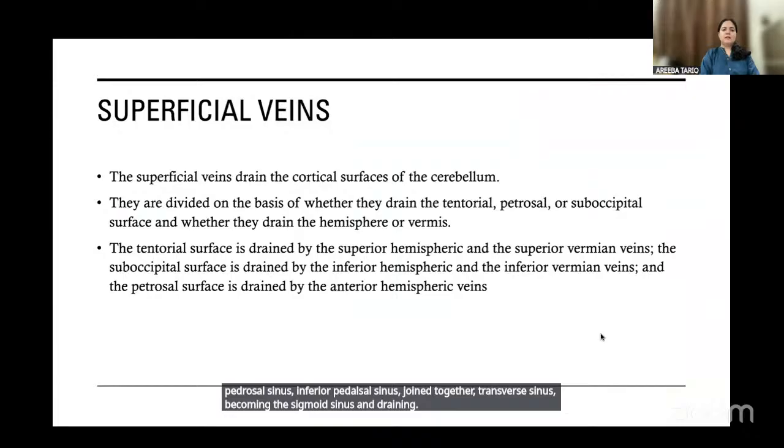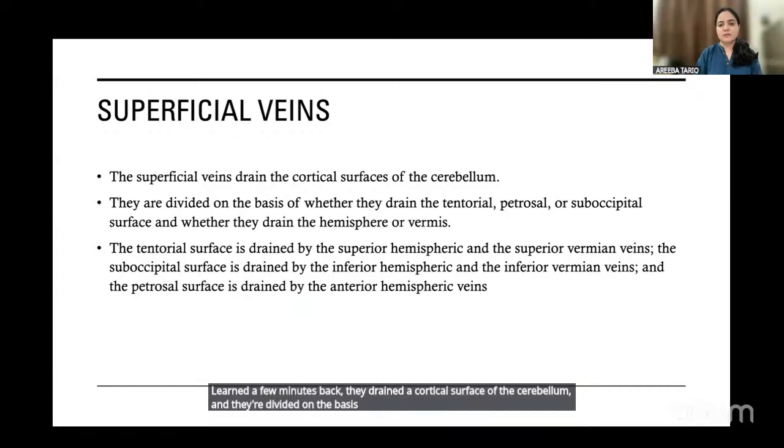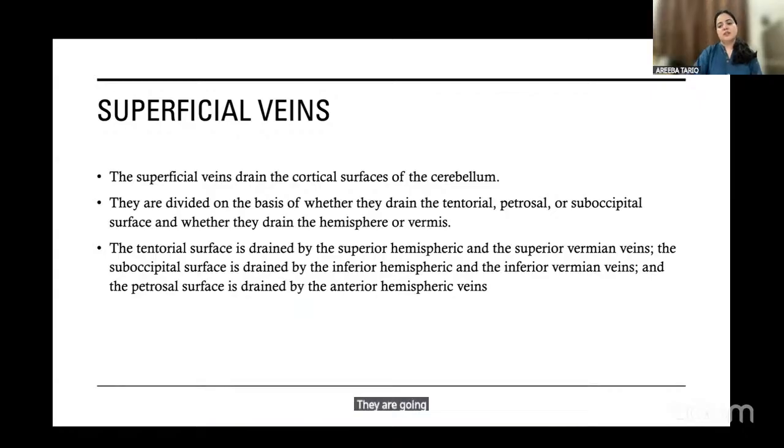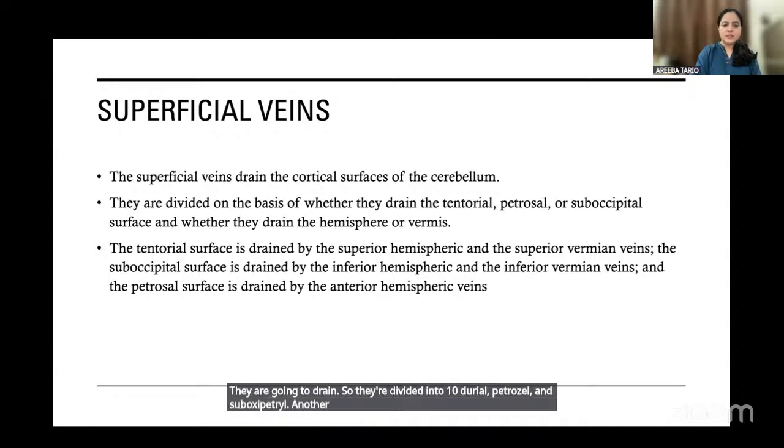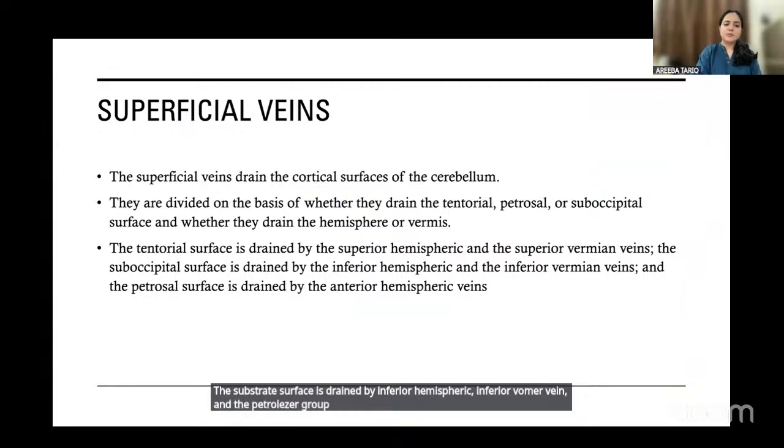So, moving towards the superficial veins first. Superficial veins, as we learned a few minutes back, drain the cortical surface of the cerebellum, and they are divided on the basis of which cortical surface they are going to drain. So they are divided into tentorial, petrosal, and suboccipital groups. Now the tentorial surface is drained by the superior hemispheric and superior vermian veins, as we read before. The suboccipital surface is drained by the inferior hemispheric and inferior vermian veins, and the petrosal surface is drained by the anterior hemispheric veins.